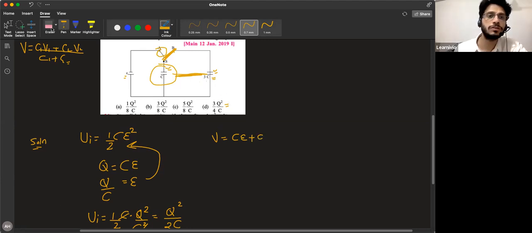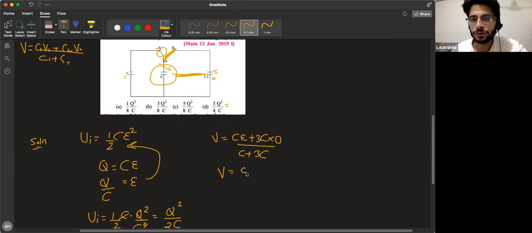Sorry, it's 3C. And it was not connected to any cell initially, so the voltage across this is 0. Divided by C1 plus C2. So this is C plus 3C, which is 4C. So the common voltage is CE by 4C. C will cancel this C. This is E by 4. This is the common voltage.